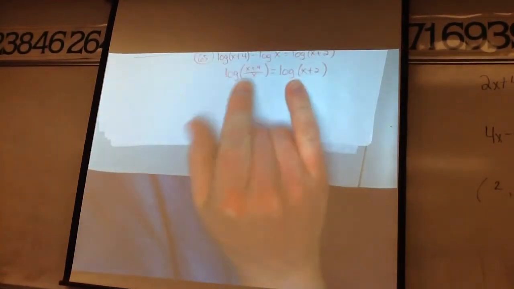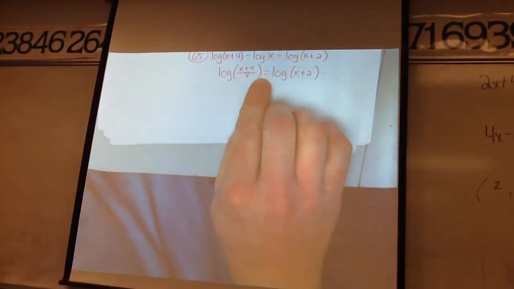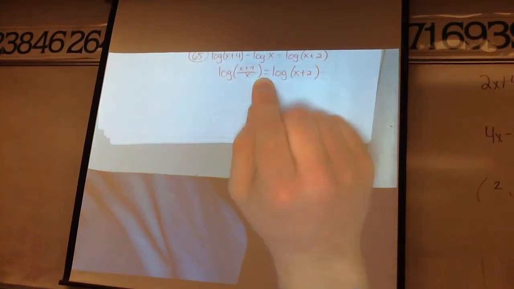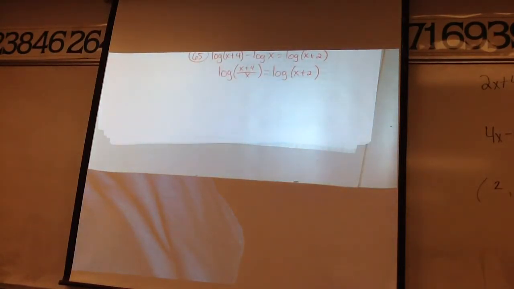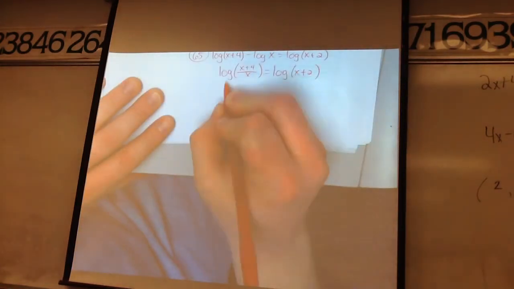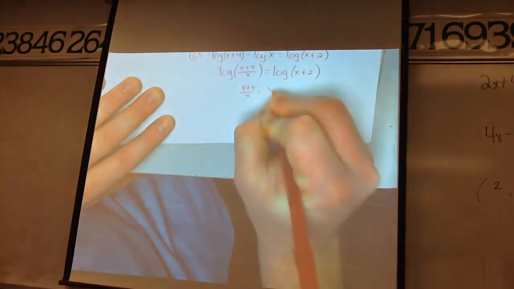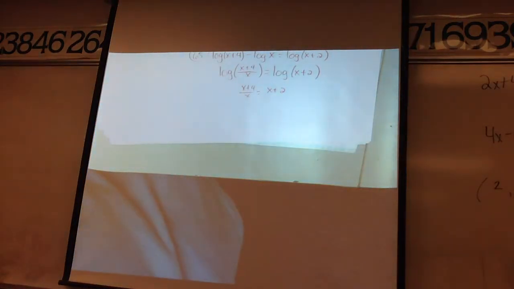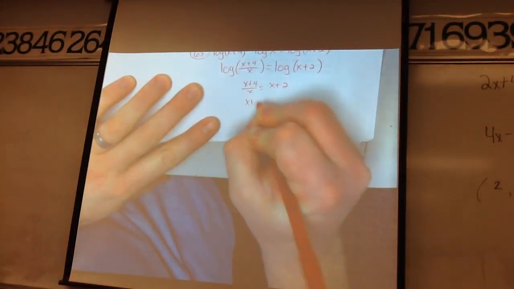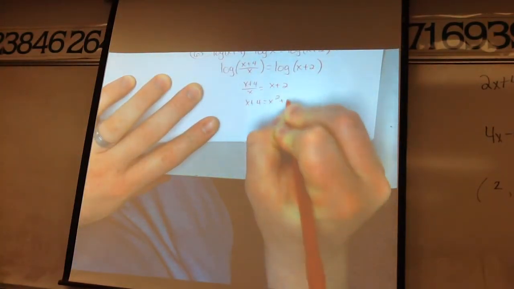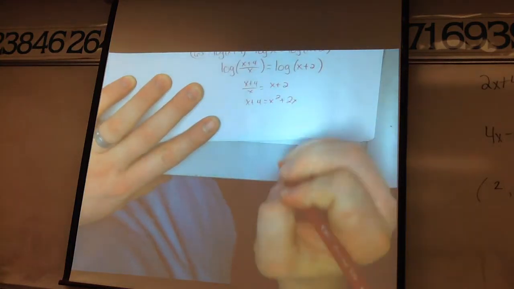Okay, come on now, folks. Look at it. It's an equation, which means both sides need to be equal. Log of x plus 4 over x equals log of x plus 2. So if you've got log on both sides and everything else is the same, the insides are equal. Multiply x on both sides. This is gonna get crazy: x squared plus 2x.